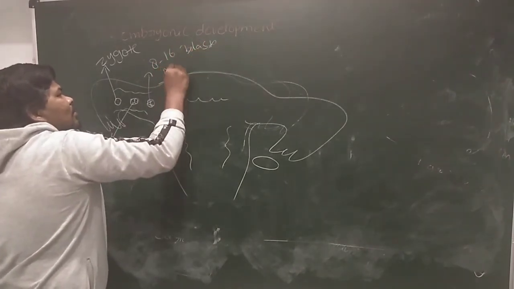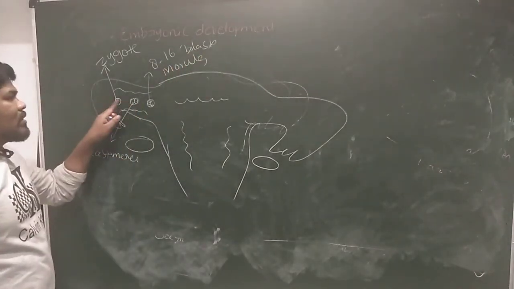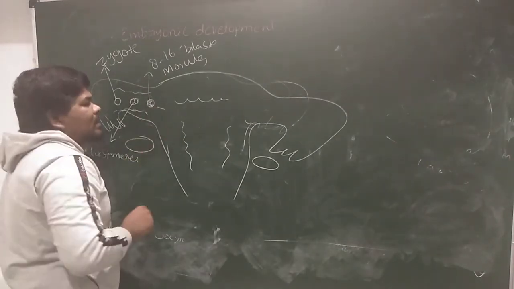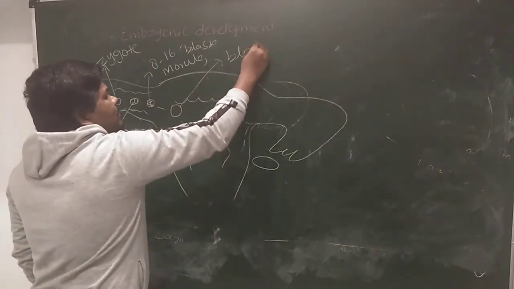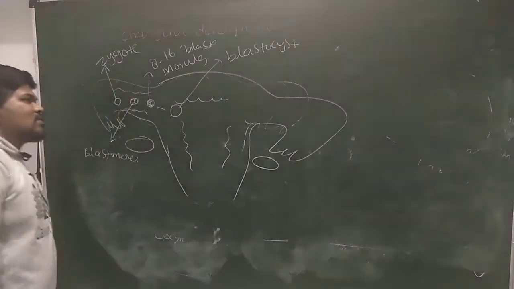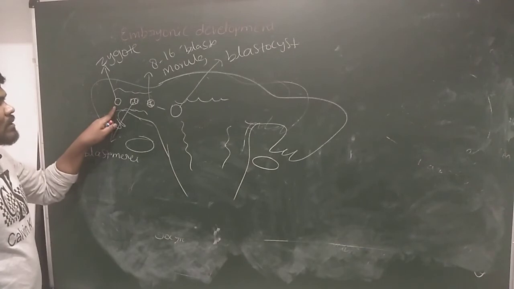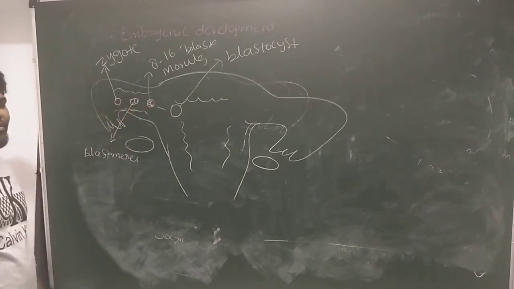The embryonic stage which contains 8 to 16 blastomeres is called the morula. Because of cleavages, the zygote first becomes a morula. Morula cells again rapidly divide and become a blastula or blastocyst. Listen once again, the zygote is involved in cleavages and becomes a morula. The morula again becomes a blastocyst.